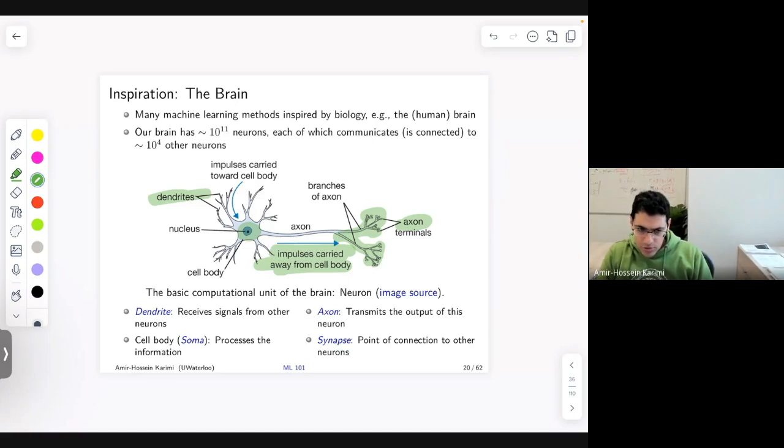So the basic computation unit of the brain is a neuron. It consists of dendrites that receive signals from other neurons, and the cell body, or the soma, that then processes those signals. If a threshold is passed, then it spikes, and then it sends a signal down the axon, down to the terminals, where the synapse, or the connection to the next neuron's dendrites, is like this.